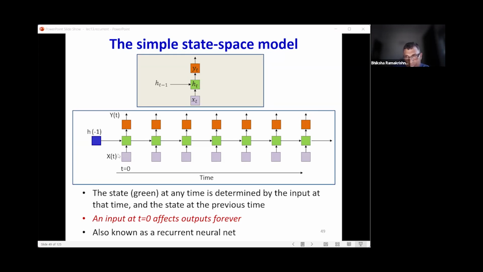So an input at time 0 affects the output forever. And so this gives us full recurrence. Also, because of the way it's set up, anytime you find an error happening here, if you were propagating the derivatives backward, it would propagate all the way back to the beginning. So you have complete recurrence both going forward and backward. This is a fully recurrent network.